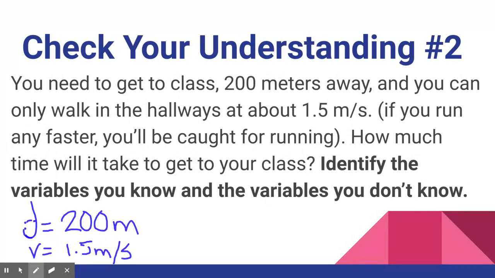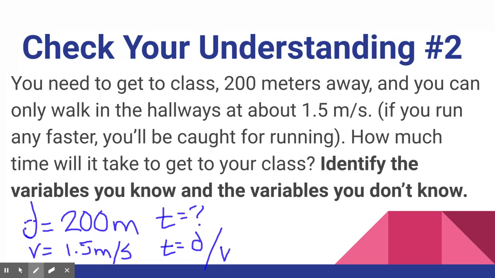And then I'm being asked how much time will it take? So T, well, we don't know what it's equal to, so it's got a question mark. Okay, so now I've identified my variables and their quantities. I know what I have and what I don't have. I've got distance and speed. So now I'm going to write down the formula, which in this case is T is equal to D over V.